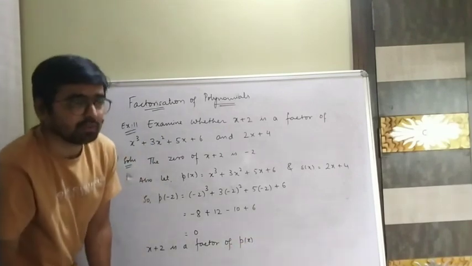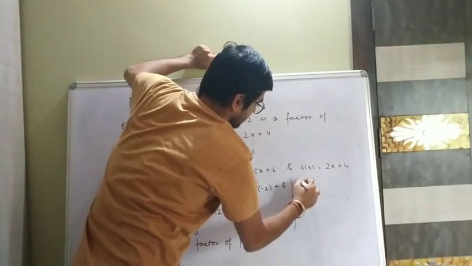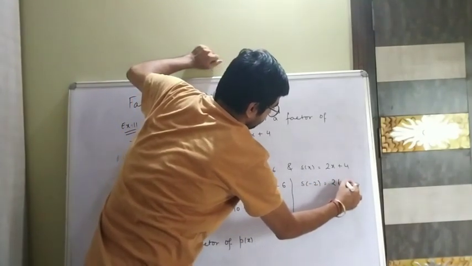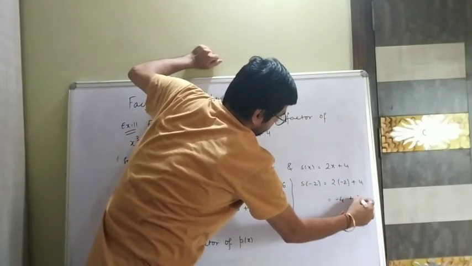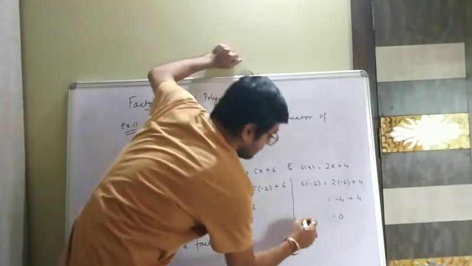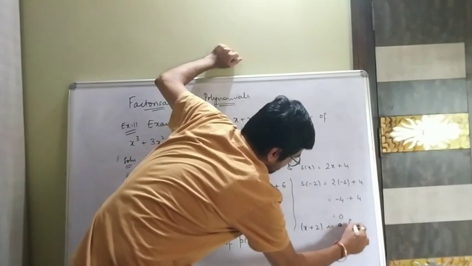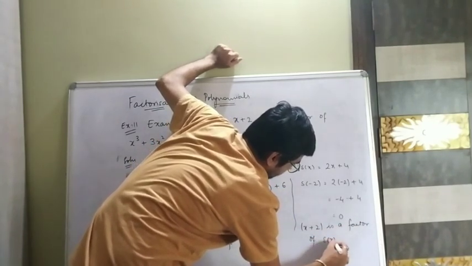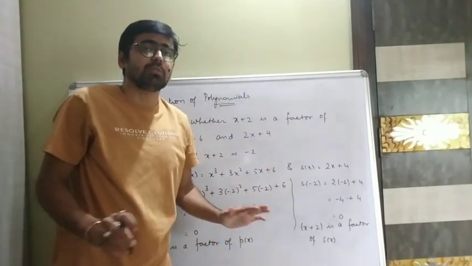As simple as that. Then let's do it over here. What will we do? We'll say s of minus 2. So 2 into minus 2 plus 4. Minus 4 plus 4 will be 0. As simple as that. So I can again say that x plus 2 is a factor of s of x. Why can I say that? Because I got the remainder 0. As simple as that.